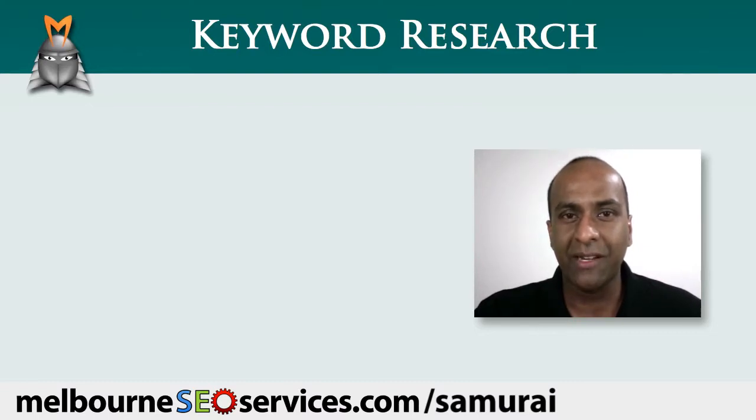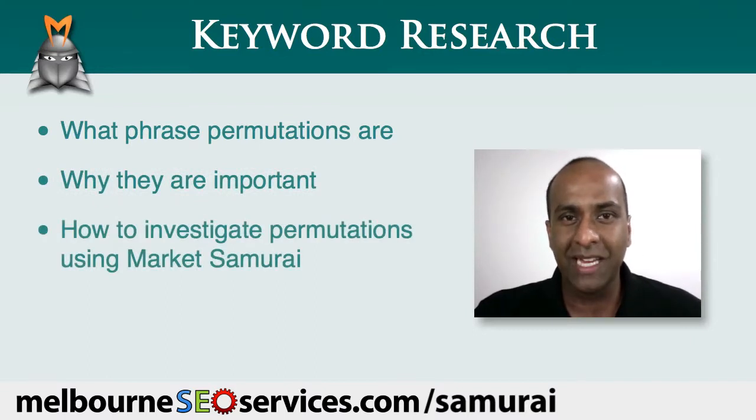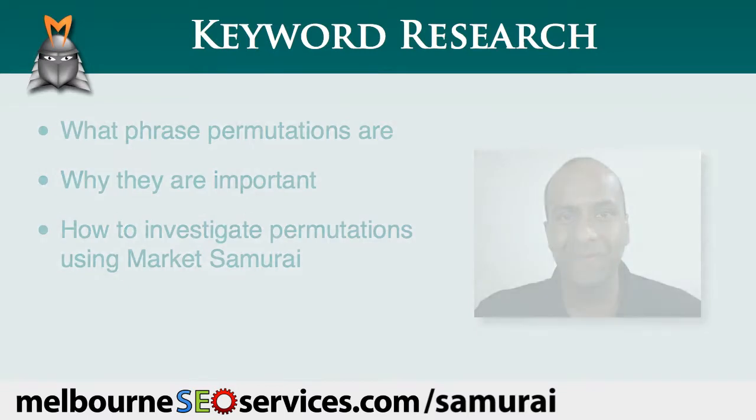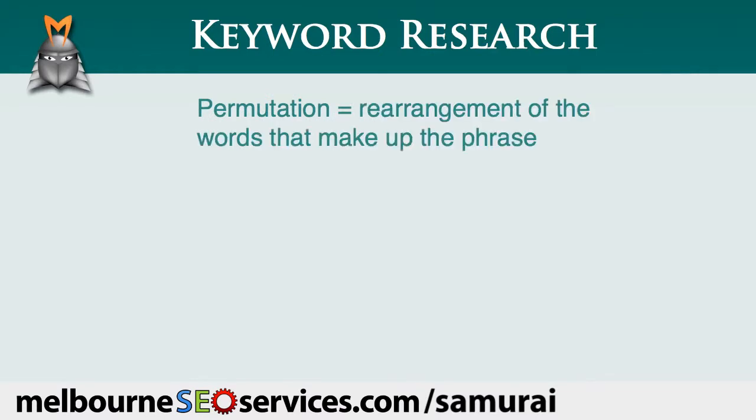Specifically, we'll be covering what phrase permutations are, why they're important, and how to investigate permutations using Market Samurai. In the context of using Market Samurai, a keyword phrase permutation is simply a rearrangement of the words that make up the phrase. The easiest way to understand this is to take a look at an example.